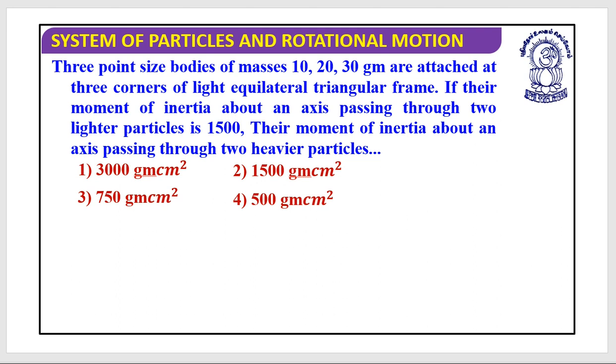It says that three point-sized bodies of mass 10, 20 and 30 gram are attached at the three corners of a light equilateral triangular frame. If their moment of inertia about an axis passing through the two lighter particles, that means 10 and 20, is 1500, find their moment of inertia about an axis passing through the two heavier particles.